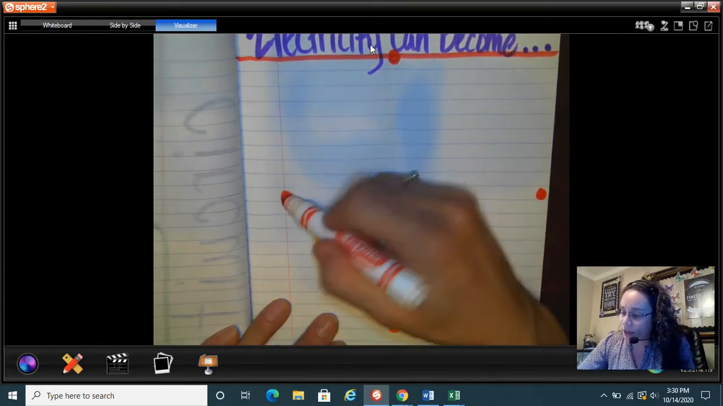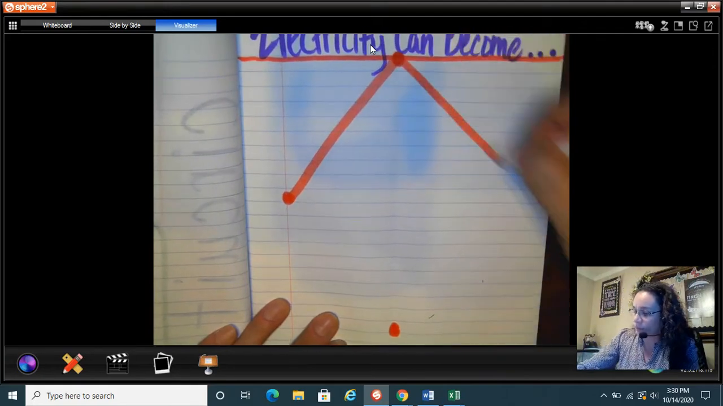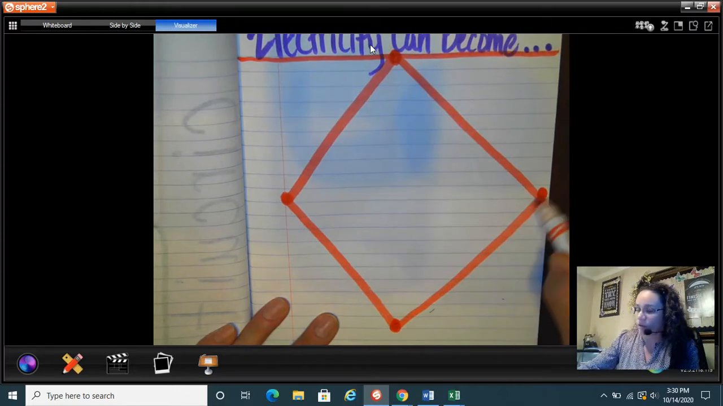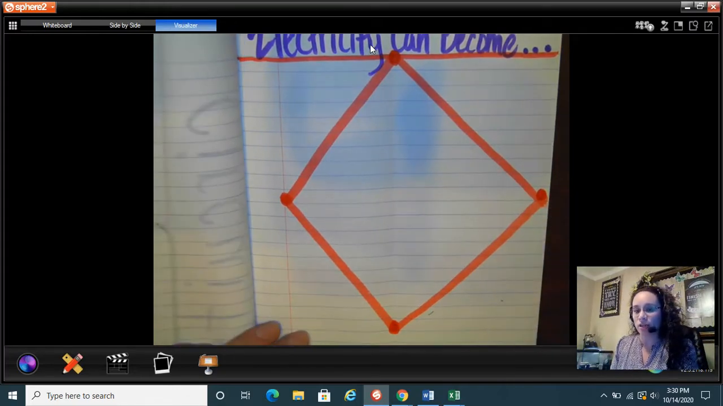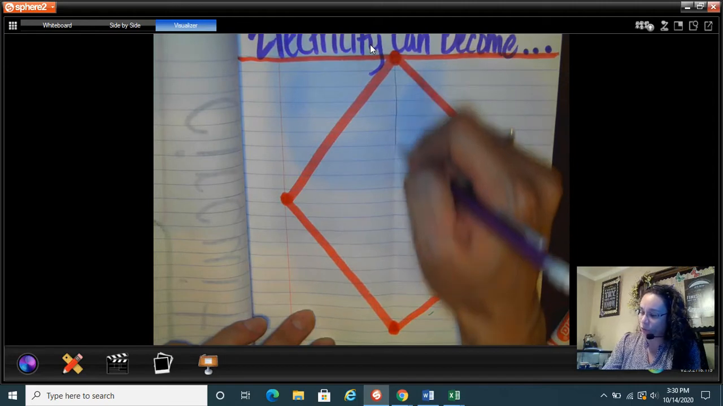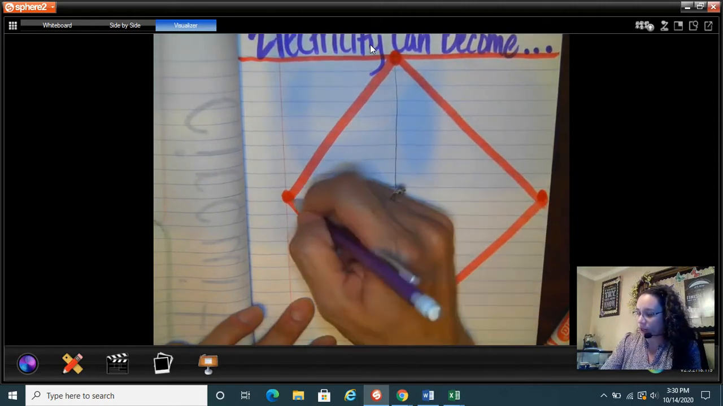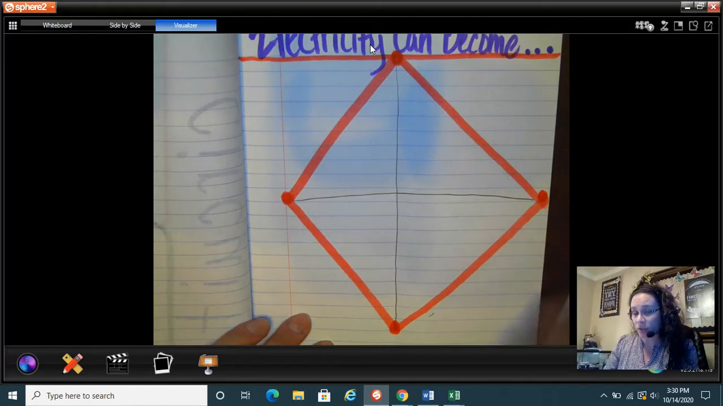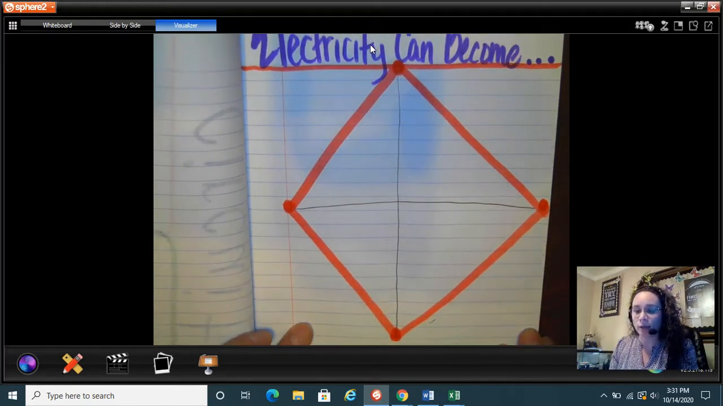And then I'm going to connect the dots, and then you can start to see your foldable start to take shape. Okay, it's like a rhombus somewhat. It's a little crooked here, but it's okay. Okay, I'm going to take my pencil and trace on that full line and then trace a line going across. Okay, those are my doors for electricity can become.